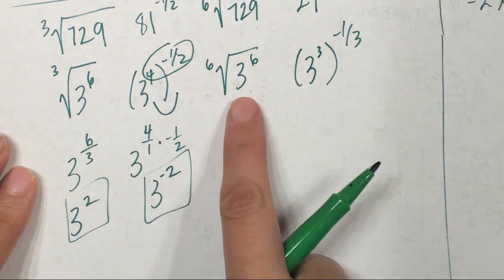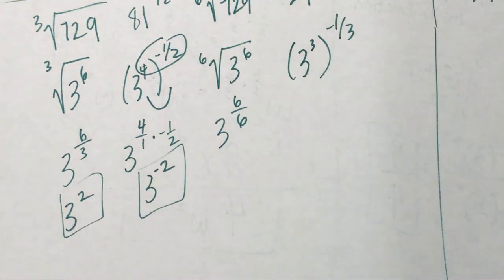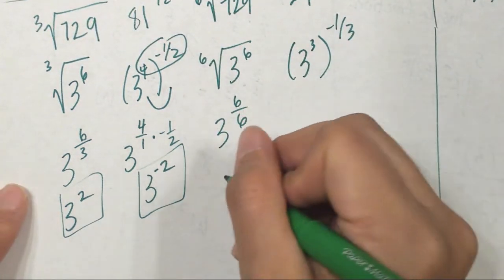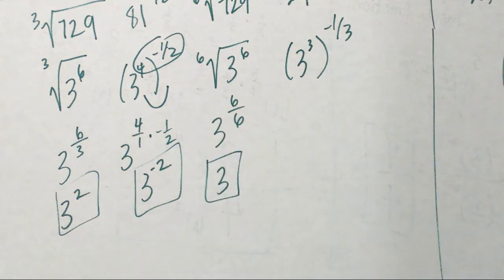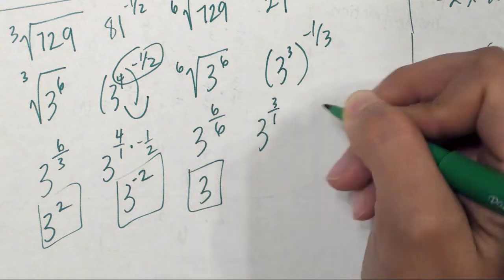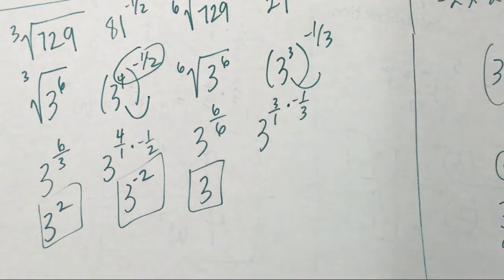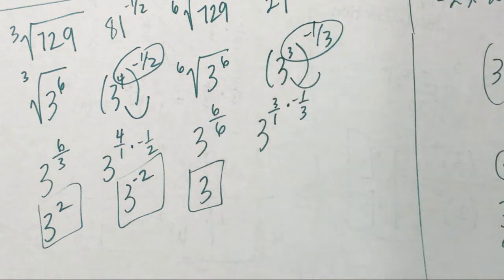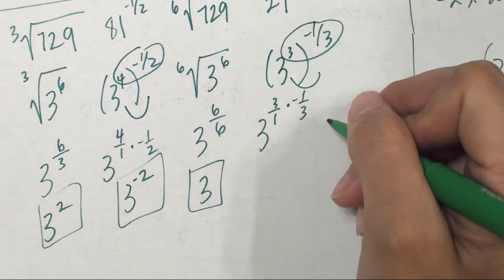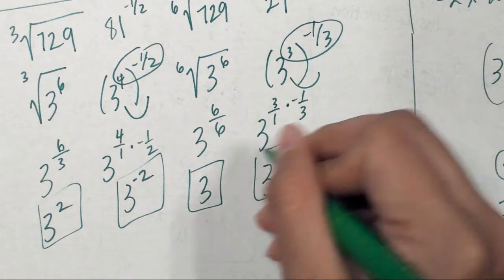And then this one right here is going to be 3 to the 6 over 6, which is just 3 to the 1st power, which is 3. And then the next one, I have 3 to the 3 over 1 times negative 1/3, right? Same thing, face, multiply the eyes. So I get 3 over 3, so that's going to be 3 to the negative 1 power.